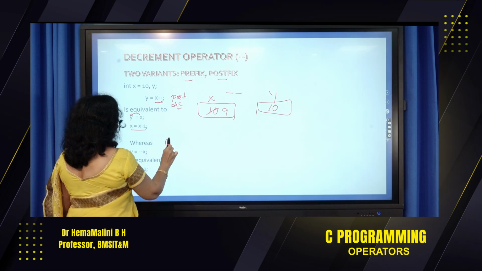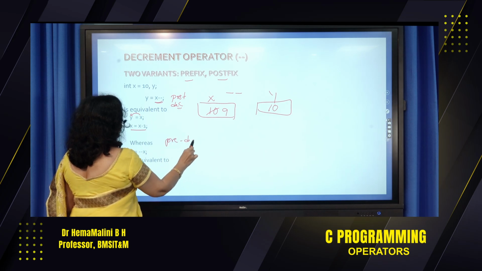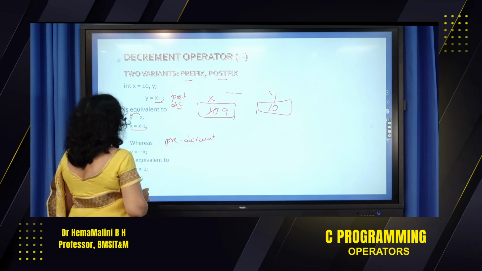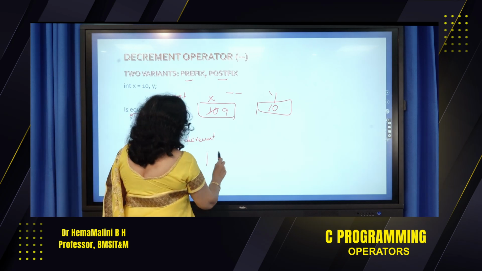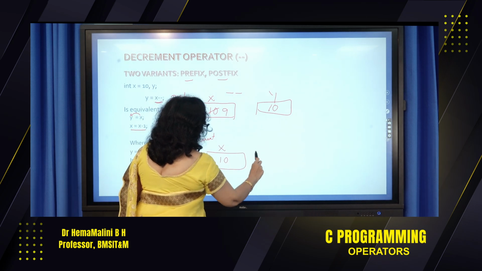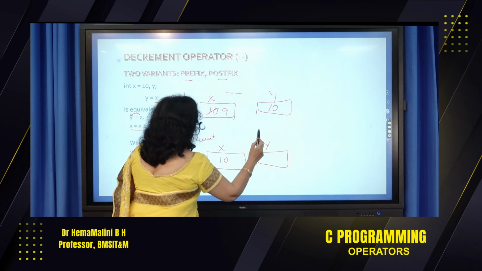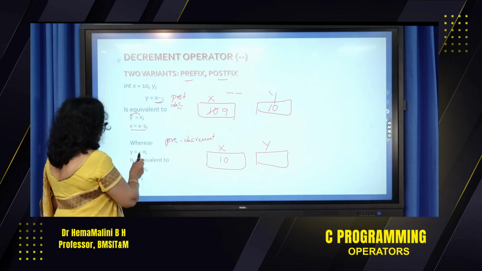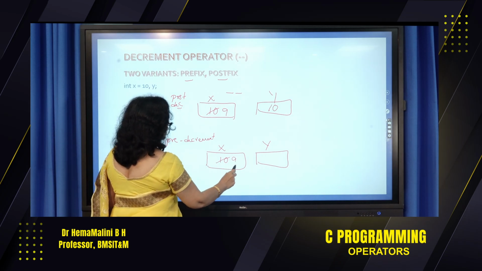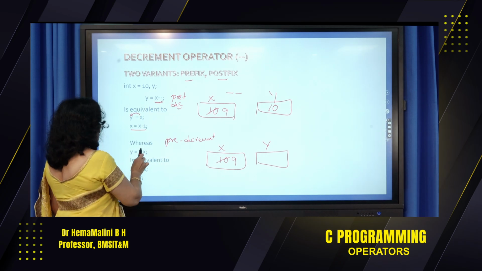Now let's see pre-decrement. Let me take x as 10 itself. Say I have x which is 10 and then I have a y. Here I am going to decrement x first. x minus minus. So x becomes 9.